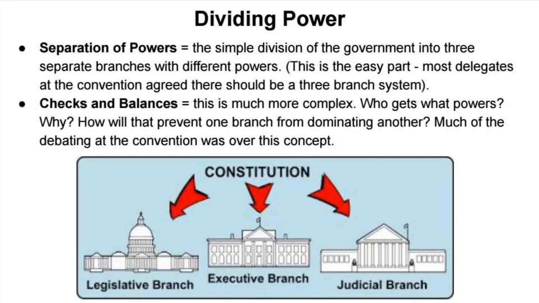Now, the division of power, these two terms are often used interchangeably, and they really shouldn't be. The separation of powers is the easy part. It's saying, hey, we should have branches of government with separate powers. Okay, yeah, they all could agree upon that. The harder part is checks and balances. Who gets what power and why? What's going to prevent one branch from dominating the other branches? And much of the debating at the Constitutional Convention is over this concept of checks and balances. This is very different than separation of powers. You cannot use these terms interchangeably, as people often do.